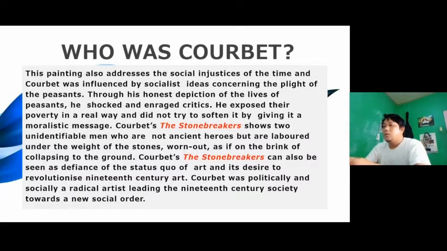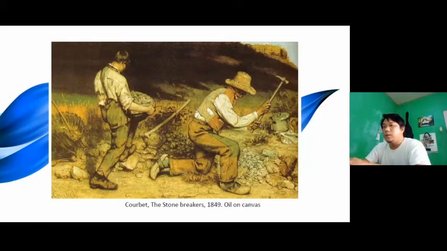Okay? So, ito yung painting niya na Stone Breakers. So, yan, isang matandang lalaki at isang batang lalaki na nagtatrabaho. Okay, so out of poverty to earn money, diba? So, Stone Breakers, something like na, diba? So, yan yung gawa niya, 1849, Stone Breakers in oil on canvas. So, the work of Courbet.